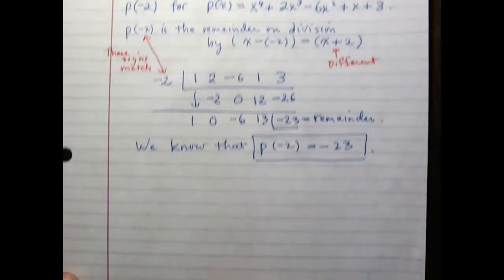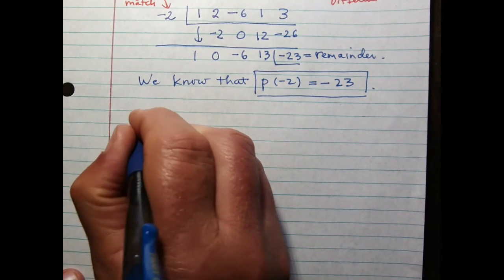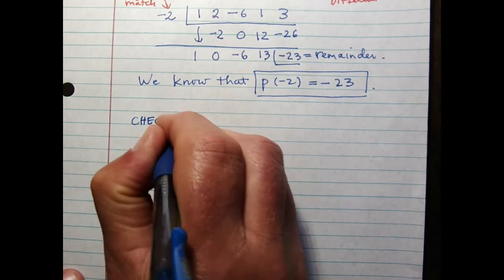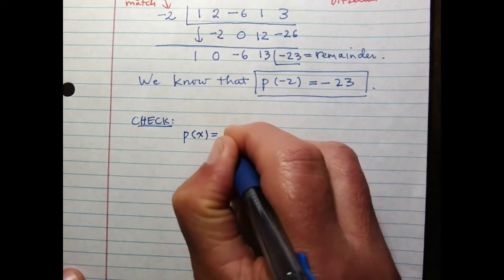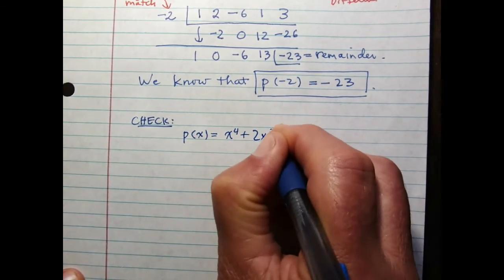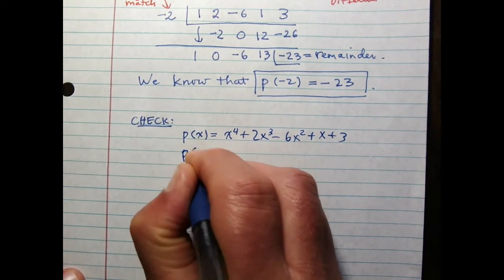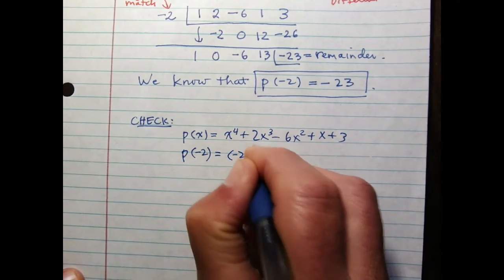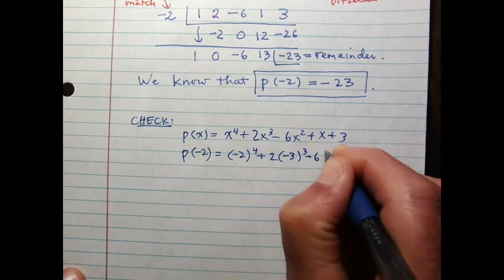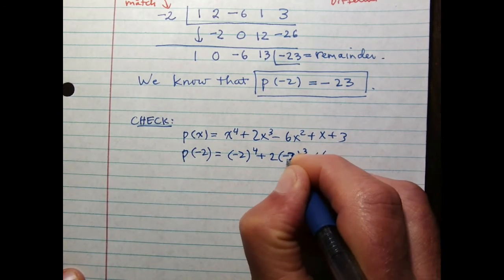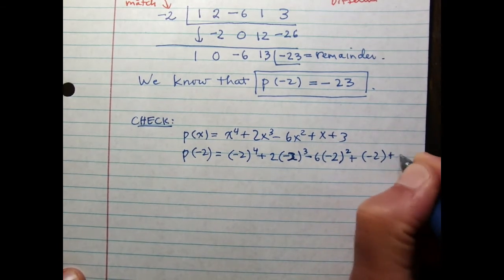Now, we have a quotient here, and there's more information, but not for this problem. All they asked us was to find p of negative 2, so we just pluck off the remainder. Now, you want to get confident enough that you don't have to check this, but I'm just going to do a check here so we see it for comparison. If I take my polynomial x to the fourth plus 2x cubed minus 6x squared plus x plus 3 and actually plug in negative 2, I should get the same thing, or I goofed.